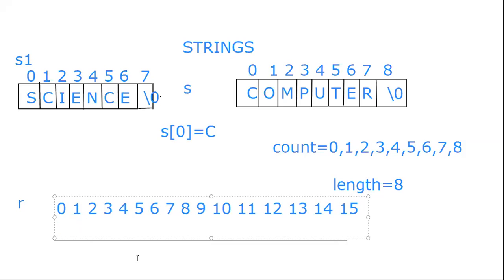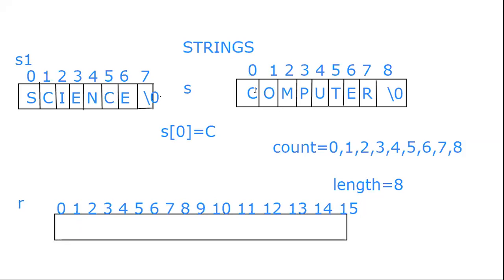So here what happens while concatenating? First thing is we are taking S of 0 to be stored to this R of 0. Here first we are going to store C. Letter by letter we will store them, right? Now this has the index. For S we are taking index as I. For R we take the index as J.